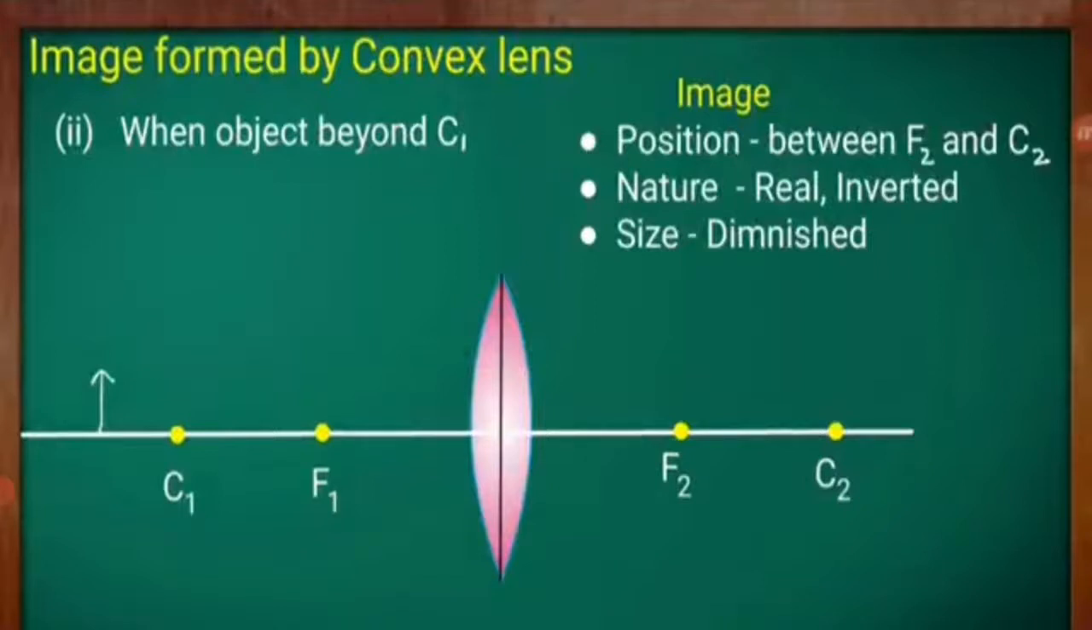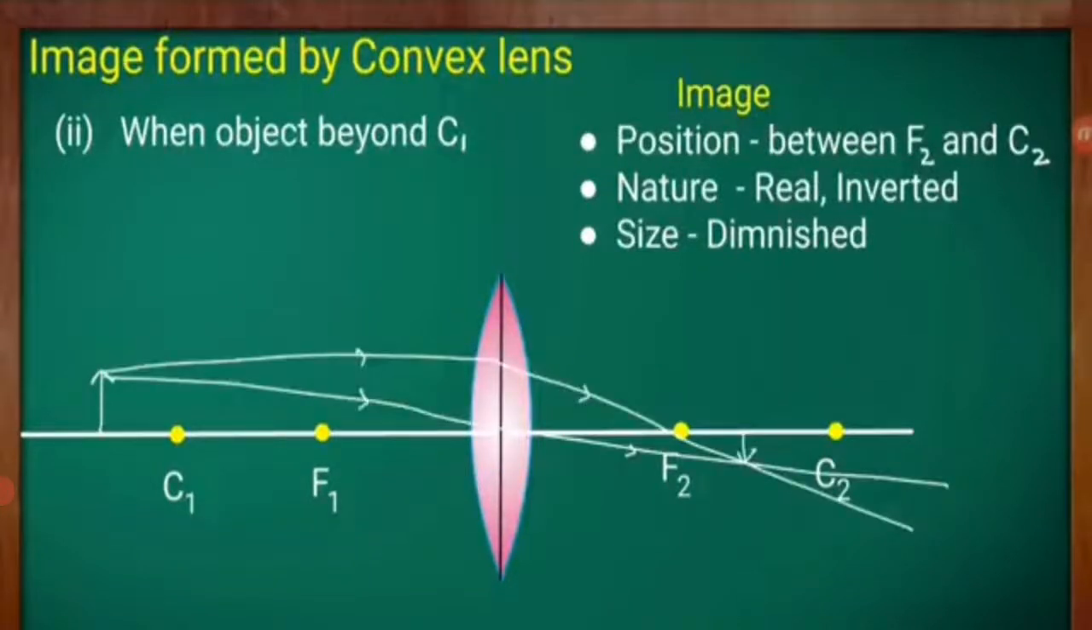When the object is kept beyond C1, here also, as in the rest of the cases, we are considering 2 rays. You have to keep it in mind. One of the rays has to pass parallel to the principal axis. The other ray should be passing through the optic center O. Now I am just taking one of the rays parallel to the principal axis. As it is parallel to the principal axis, the light ray has to converge, or it has to come passing through the point F2.